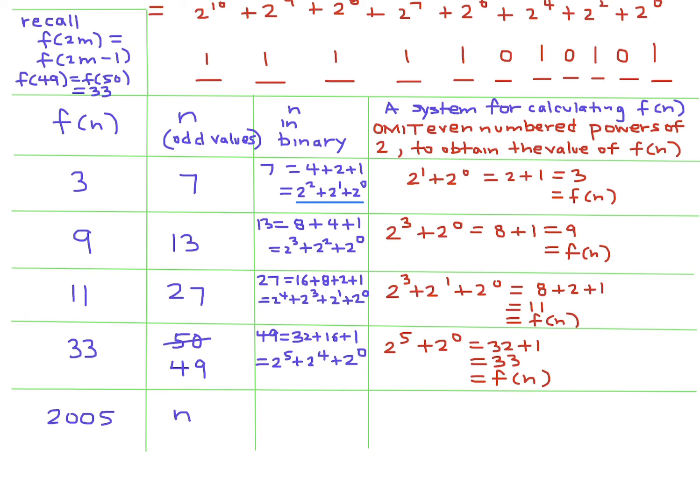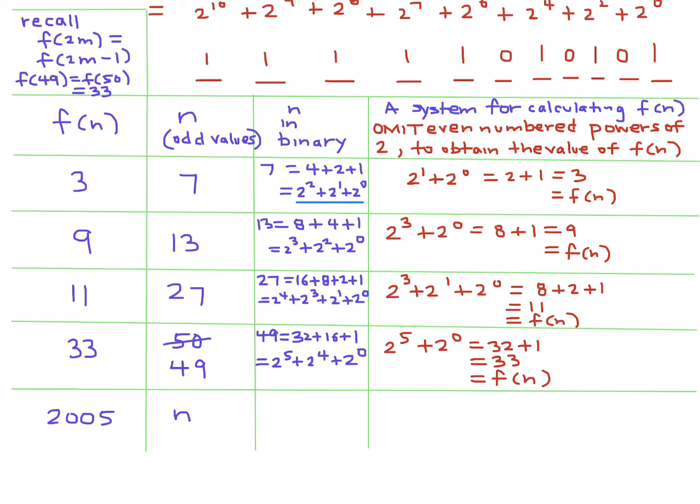And without a doubt, that's tough. I don't see anyone other than the most brilliant students being able to figure that out very quickly on a math contest. Now we get to the heart of the question, which is, can we get 2005 for any value of n? Is there any value of n that gives me f at n equal to 2005? All right, let's see. We have to understand, well, how do you get f at n? Well, you have to omit even numbered powers of 2 from a certain number.